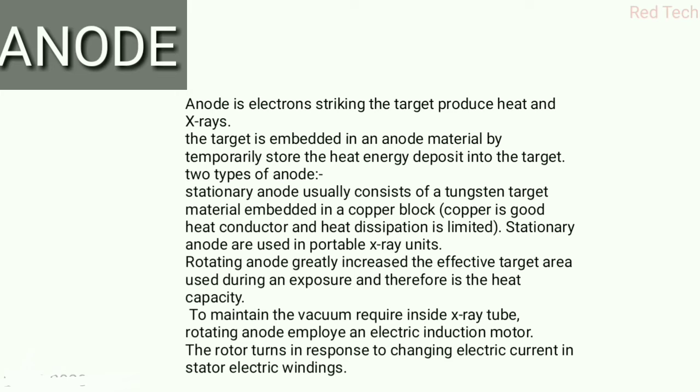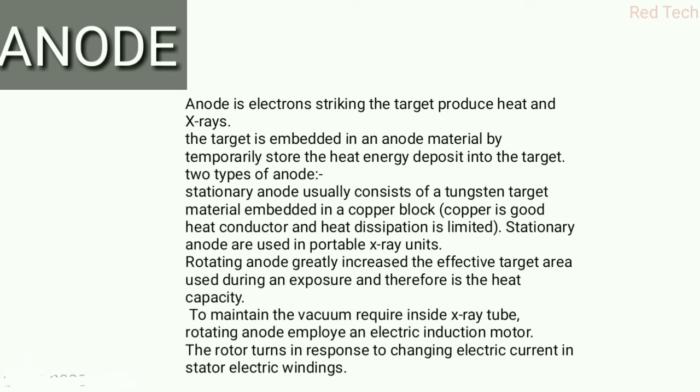Basically, the target is embedded in an anode material, which temporarily stores the heat energy deposited in the target. In the X-ray tube, we use two types of anode. One is the stationary anode, and the other is the rotating anode.